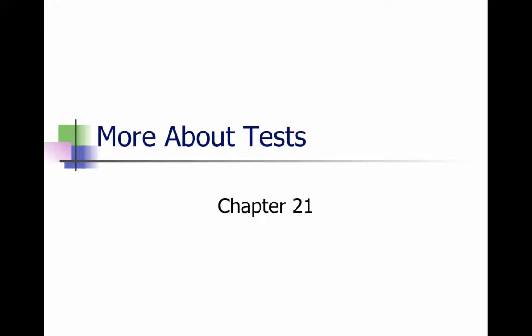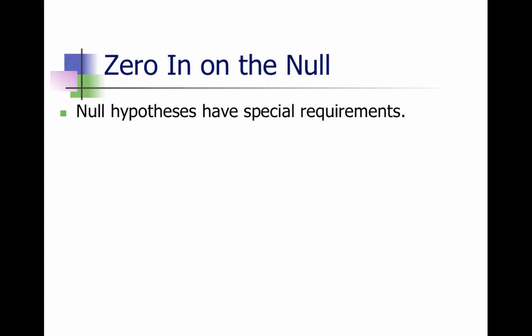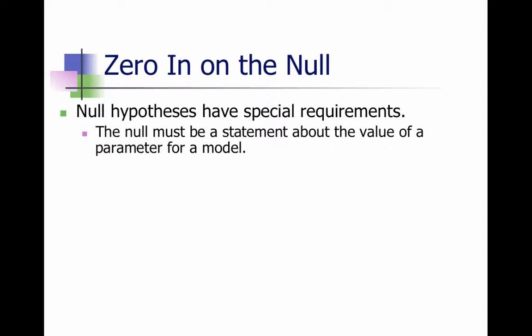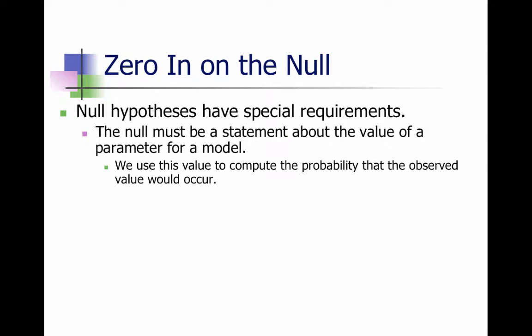We're starting chapter 21, which is continuing to talk about hypothesis tests. We're going to look at our null hypothesis and our alternative hypothesis. Null hypotheses have special requirements. The null must be a statement about the value of a parameter for a model. So it must be that it's equal to this parameter for the current model. We use this value to compute the probability that the observed value would occur.